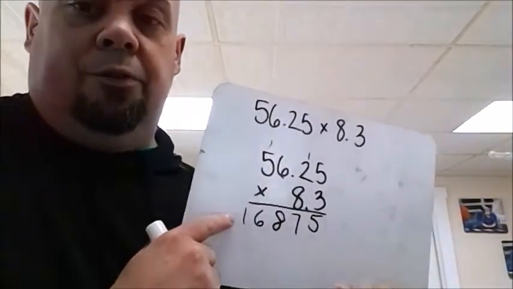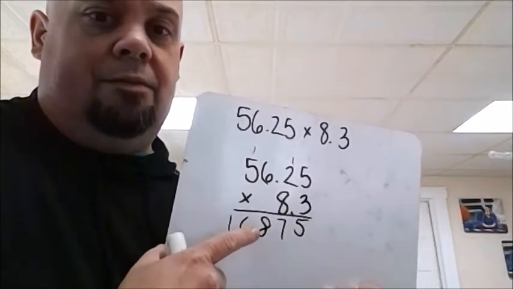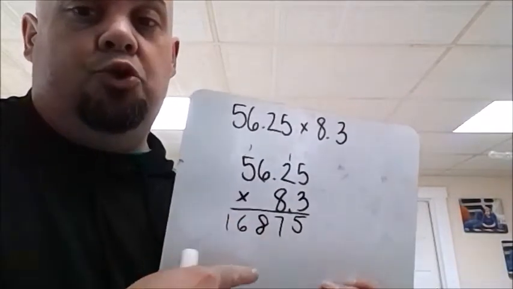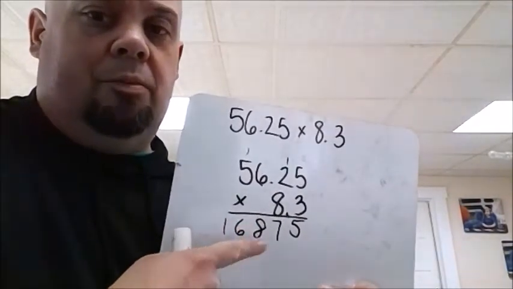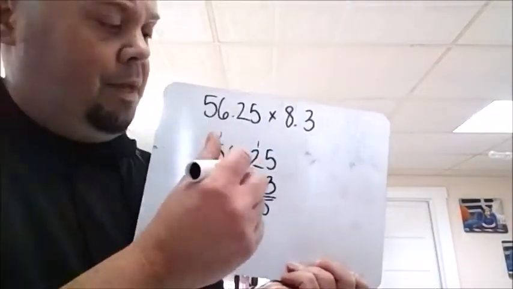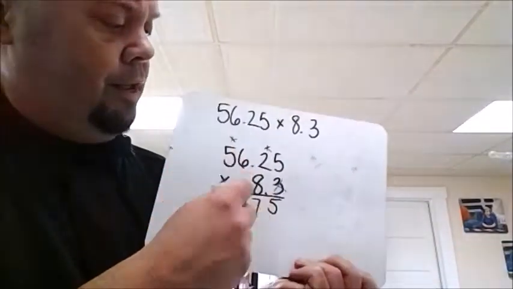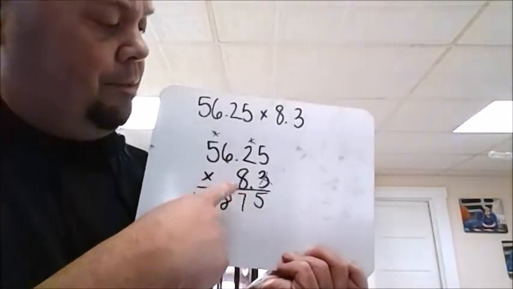So now this is called your first partial product. So you have 1, 6, 8, 7, 5. Do not put in any decimal points. Just leave it as is. And now we're going to move on to multiplying by the 8. So the 3 is done. Cross off anything you carried, and then start multiplying again.